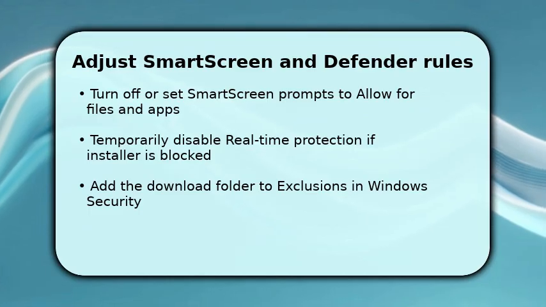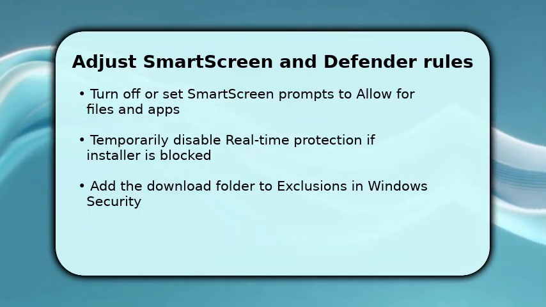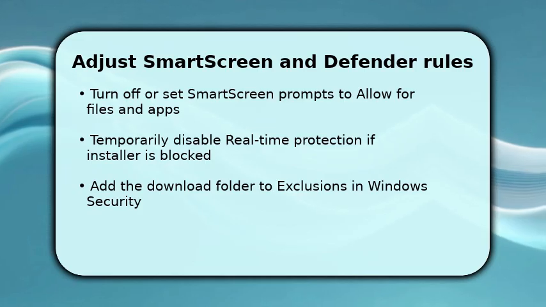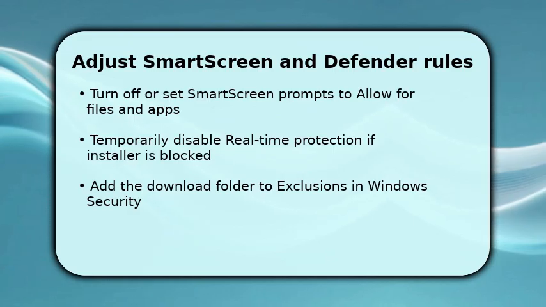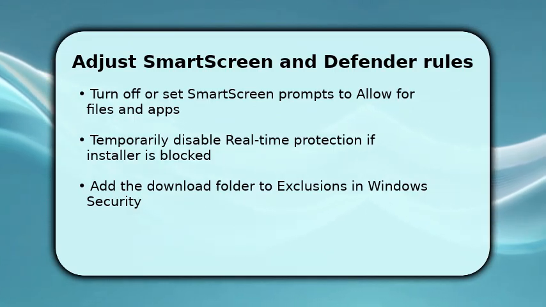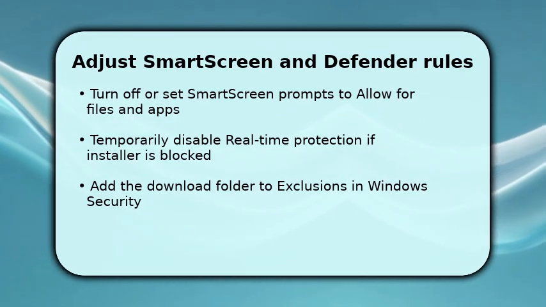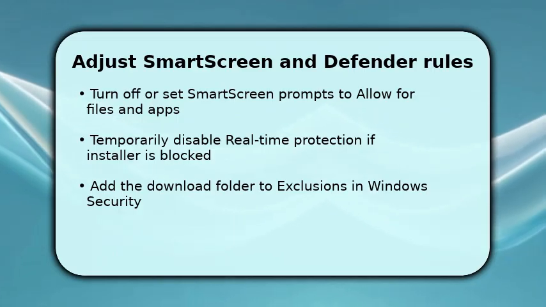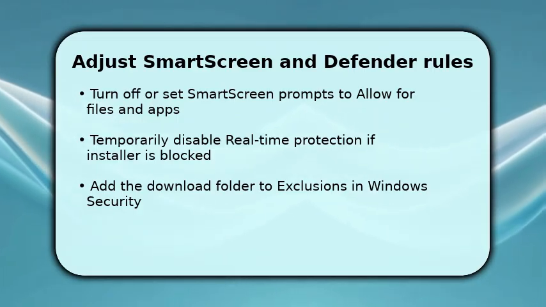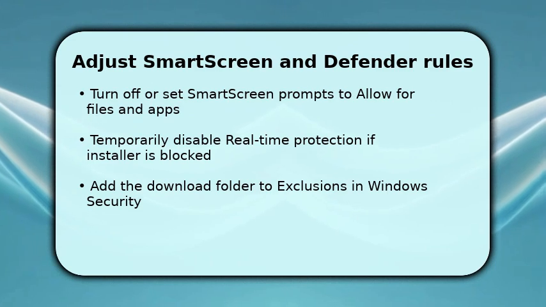If an installer is still blocked, temporarily switch off real-time protection. Remember to re-enable it afterward. Also add your download folder or specific installer to the exclusions list so Defender ignores them. These steps directly address why Windows blocks files, automated heuristics, and folder protections.